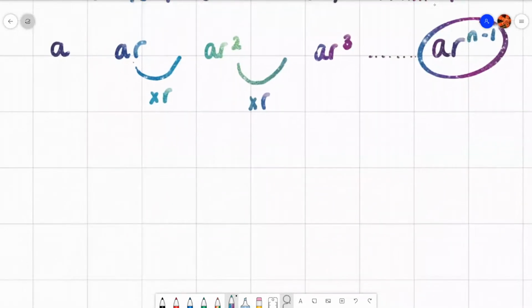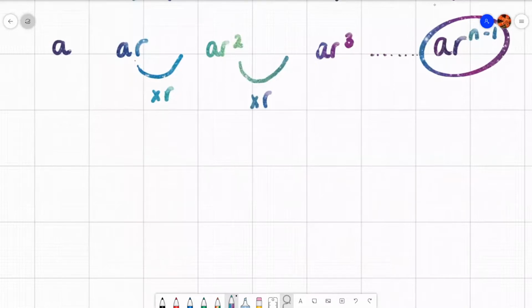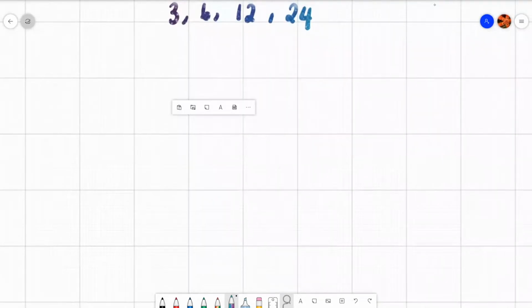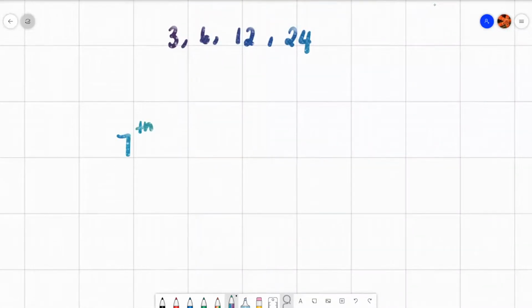Okay, so you might be thinking, well, what can we do then? How can we use this formula then? So let's have a look. For example, you have the sequence 3, 6, 12 and 24. We will work out the 7th term using our formula. The first thing you need to establish is what is your common ratio. So to get from 3 to 6, I'm timesing by 2, 6 to 12, I times by 2, and 12 to 24, I times by 2.